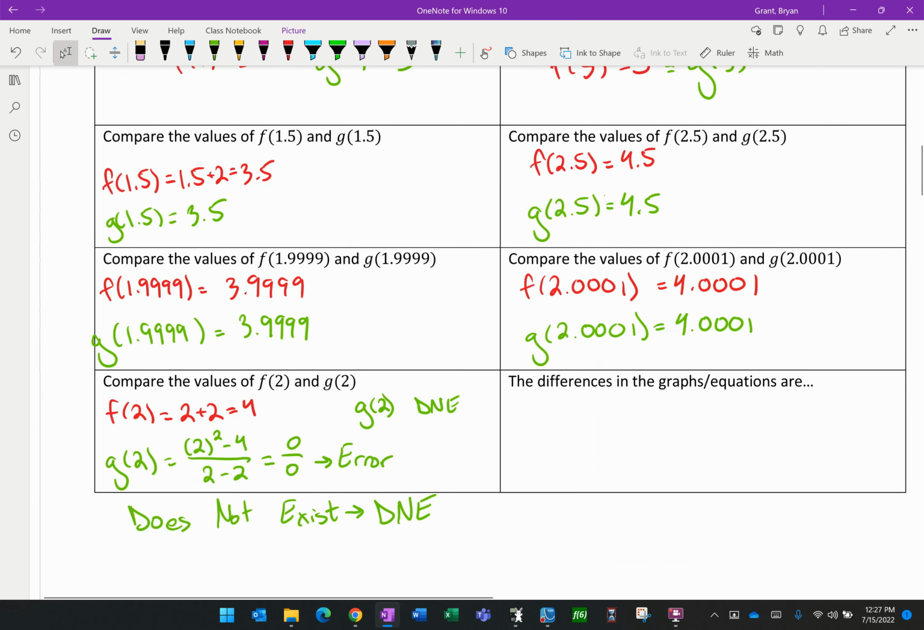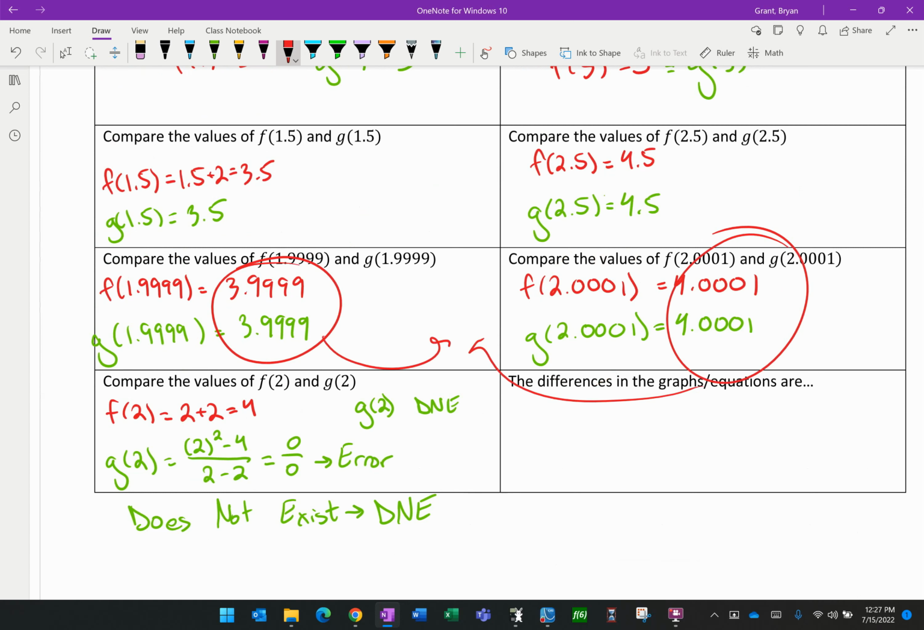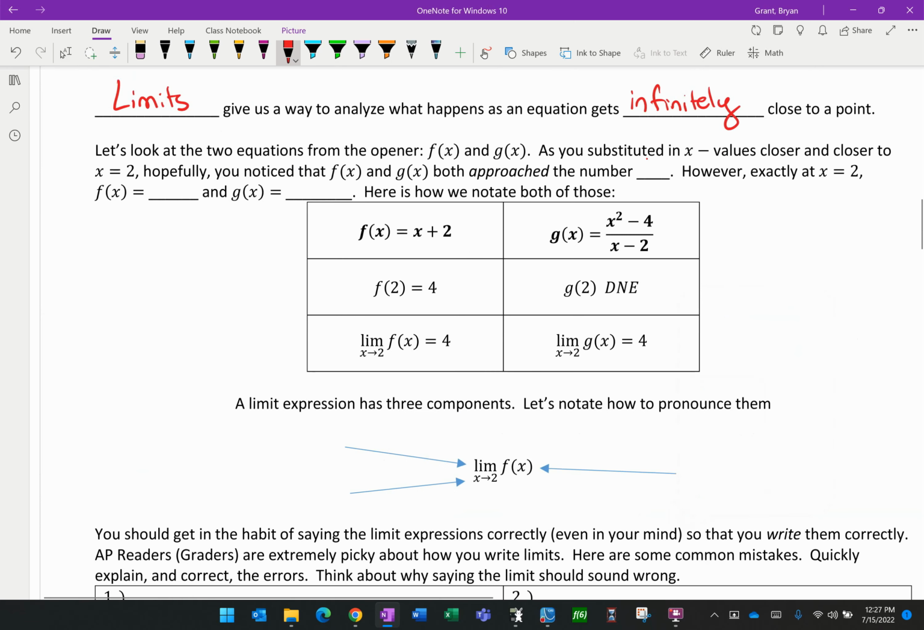As we used numbers really close to 2, these were the same. And as we used numbers on the other side, but really close to 2, these were the same. And it looked like 3.999, 4.0001, that they were both approaching or getting close to what number? What is 3.999 or 4.0001 close to? They were both approaching the number 4. However, exactly at 2, f of x did indeed equal 4, while g of x did not exist.